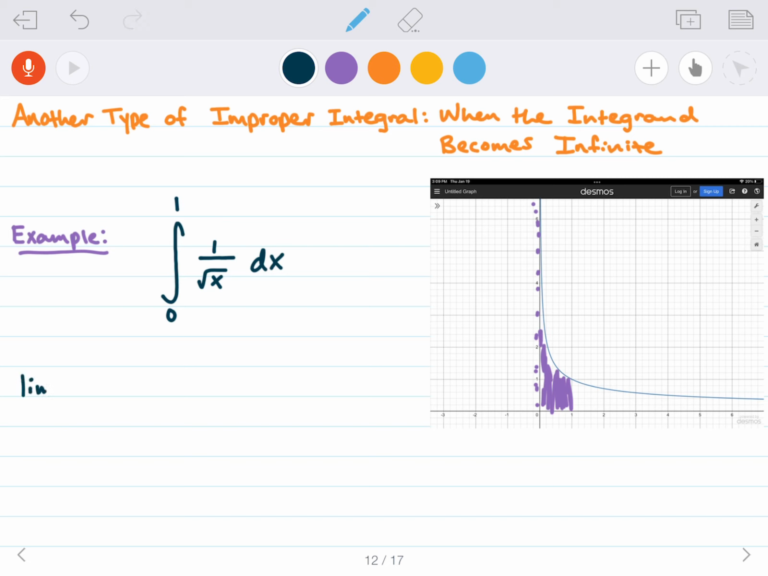So I'm going to take the limit as A goes to 0 of the integral from A to 1, again my problem area, and this is the same thing as x to the negative 1/2 dx. Now all I care about is what's happening to the limit as A approaches 0 from the right side, right? Because we don't care about the area on the left side of 0. Our interval is from 0 to 1. So let's go ahead and figure this out.